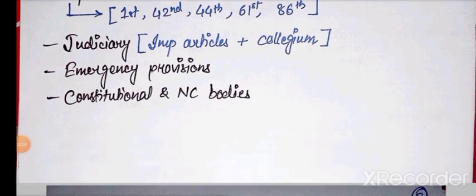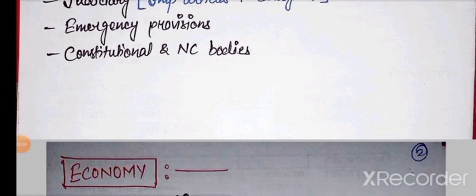Judiciary is very important, articles related to it, the collegium system, what it is and what it is not, because the collegium system was highly in the news. So emergency provisions are also important. Constitutional bodies and non-constitutional bodies are also important.